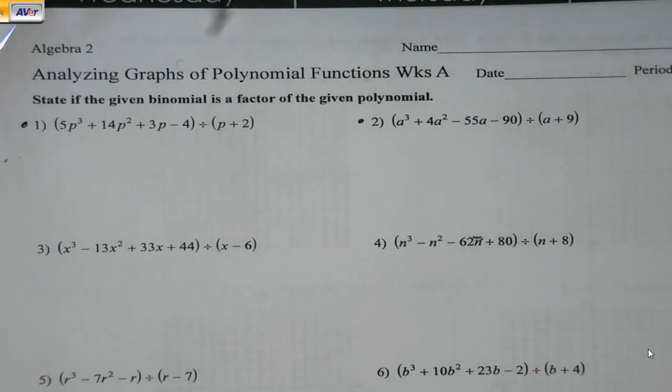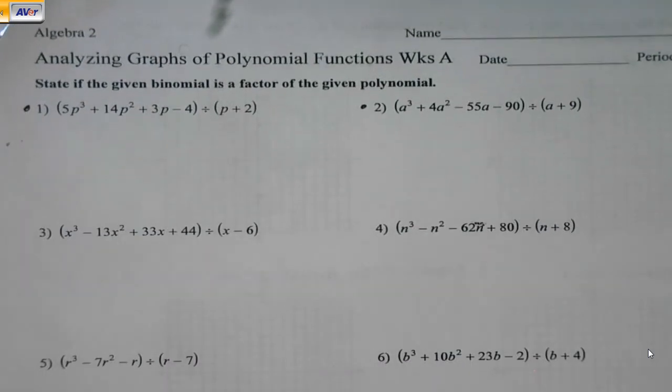So nothing new today as far as different material, just making sure we've got down some of the stuff that we've been learning about this week as far as our polynomials go. So, state if the given binomial is a factor of the given polynomial. Okay, here's what that means in English.